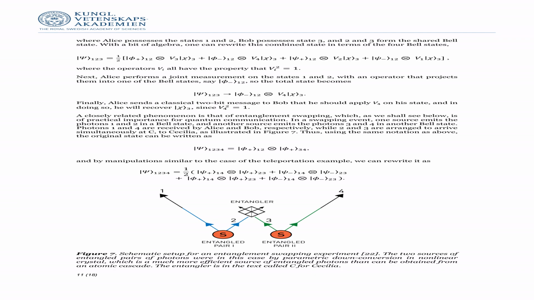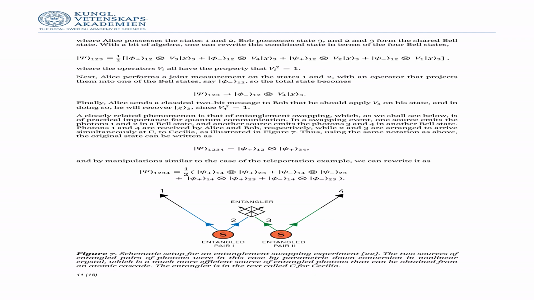Next, Alice performs a joint measurement on the states 1 and 2 with an operator that projects them into one of the Bell states, say |φ−⟩12. So the total state becomes |Ψ⟩123 → the Bell state 12 multiplied with the operator V4 on his state 3. Finally, Alice sends a classical 2-bit message to Bob that he should apply V4 on his state, and in doing so, he will recover |ψ⟩3, since V4 squared equals 1.